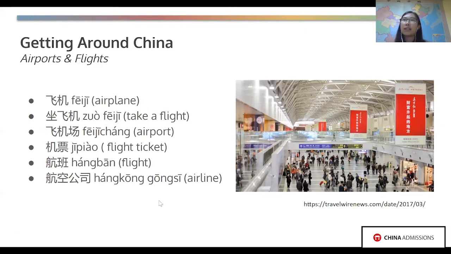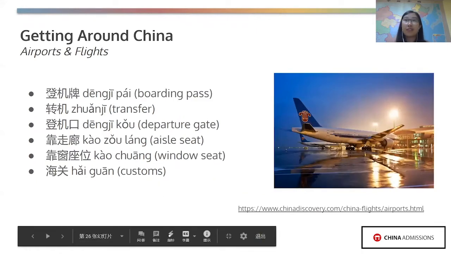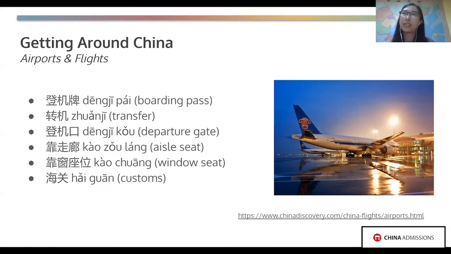Okay. Next one. Ooh, a lot of details about airports. Because for international traveling, airports are kind of the only choice, right? So, 登机牌, boarding pass. 登机牌, 转机, transfer. 转机, transfer. Those keywords are kind of important, so you can write them down if you have a notebook. And then 登机口, departure gate. 登机口, and you can write down the pinyin too to help you pronounce it.